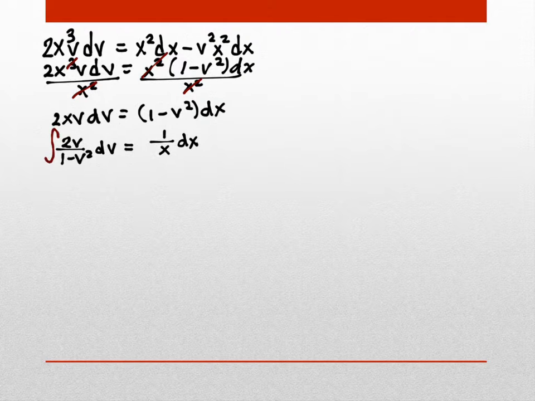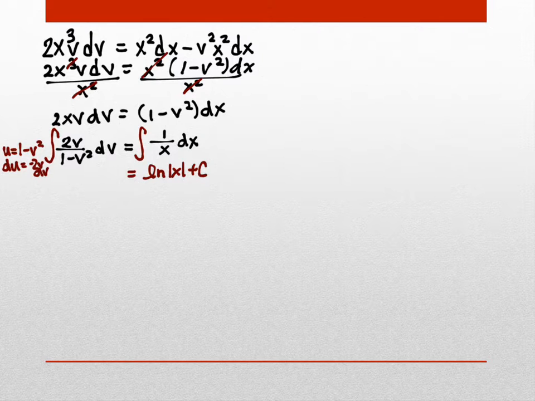Okay, so if I put the antiderivative notation in now, the right-hand side's easy enough. It's just natural log absolute value x plus c. And there's a u substitution now on the left, right? We did a y substitution before, or v substitution before. Now we're doing a u substitution. So this is u equal to 1 minus v squared. So du is equal to negative 2v dv.